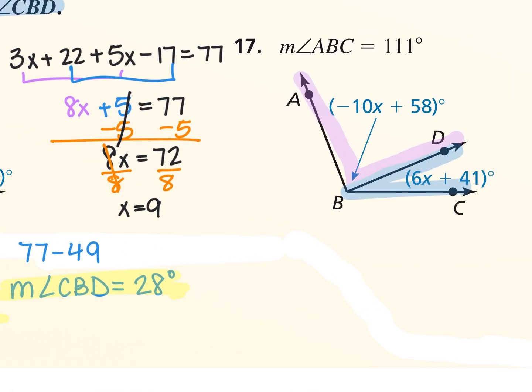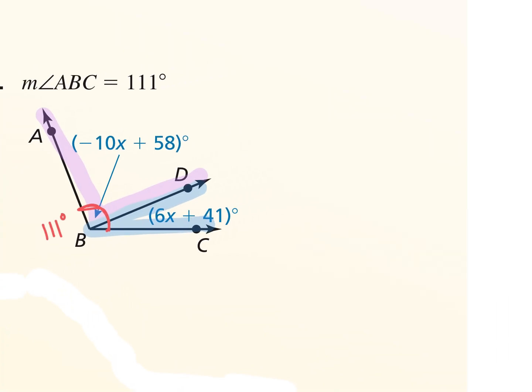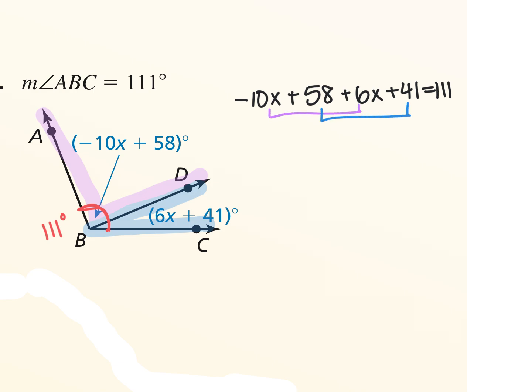All right, looking at the next one, number 17. They gave me my entire angle, which is 111 degrees. So solving for this one, same thing as what I did before. I'm going to add everything and set it equal to 111. So I have negative 10x plus 58 plus 6x plus 41 equals 111. Combining what I can, my x's, and then my constants, I'm going to get negative 4x plus 99 equals 111.